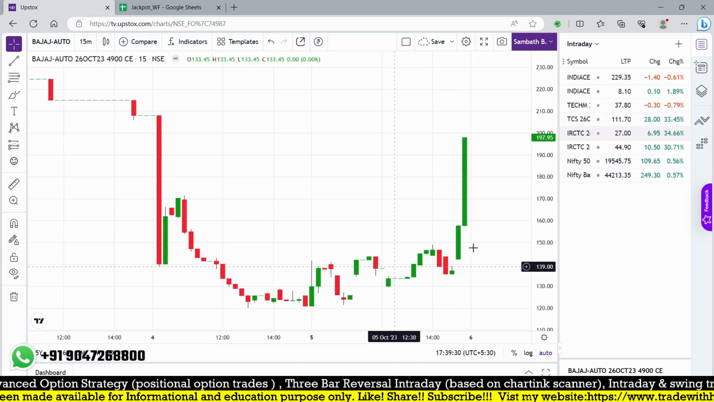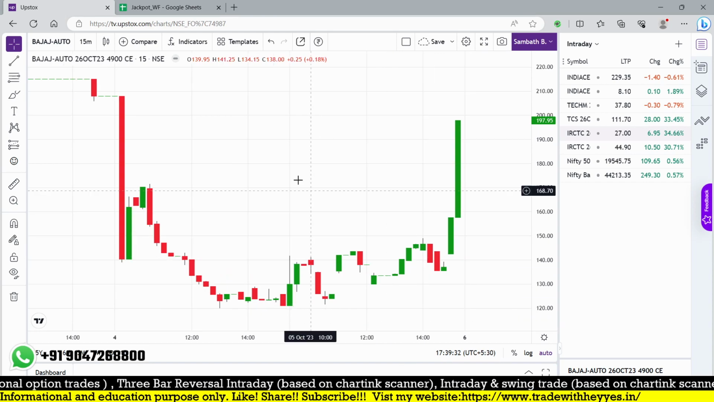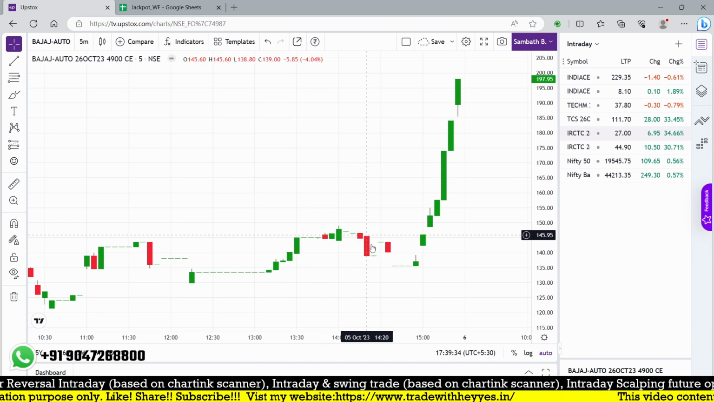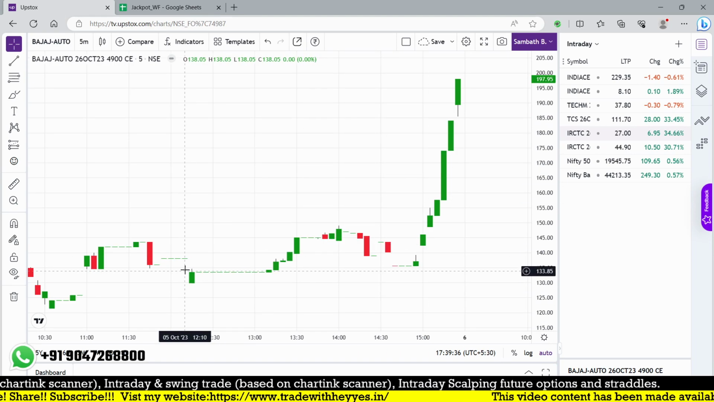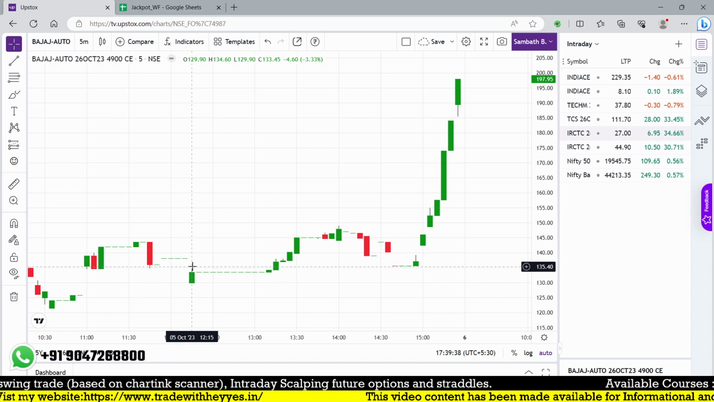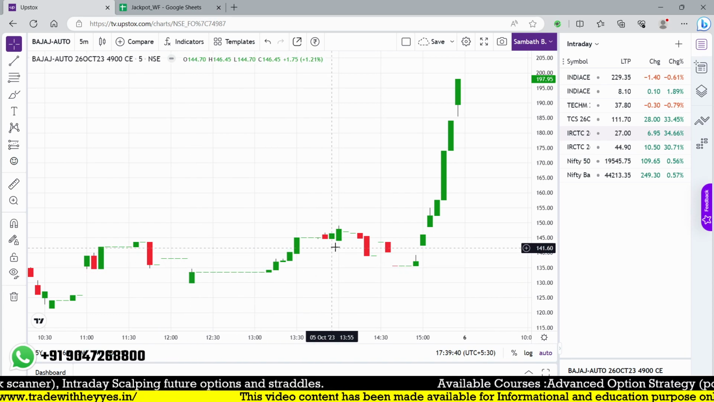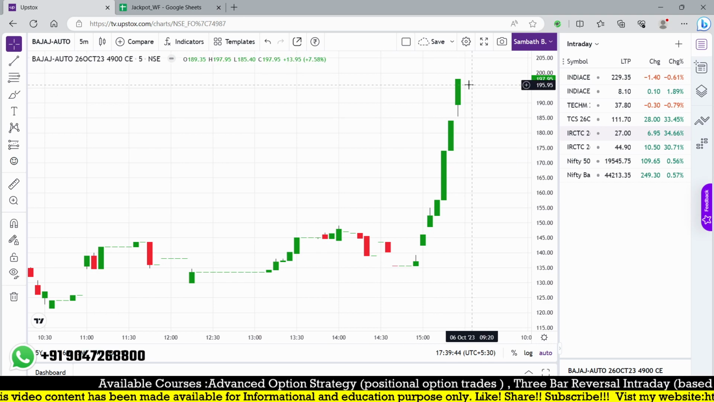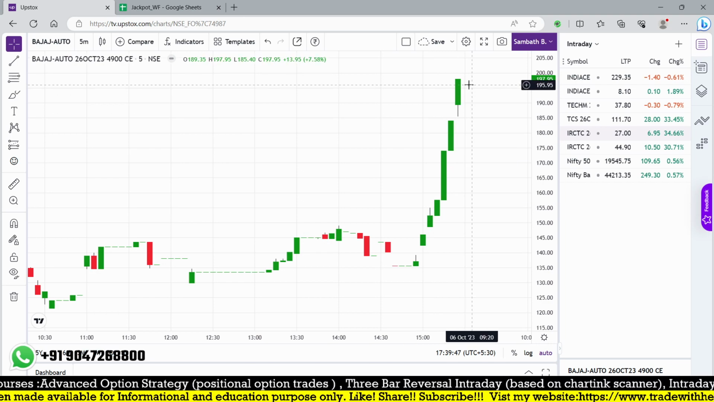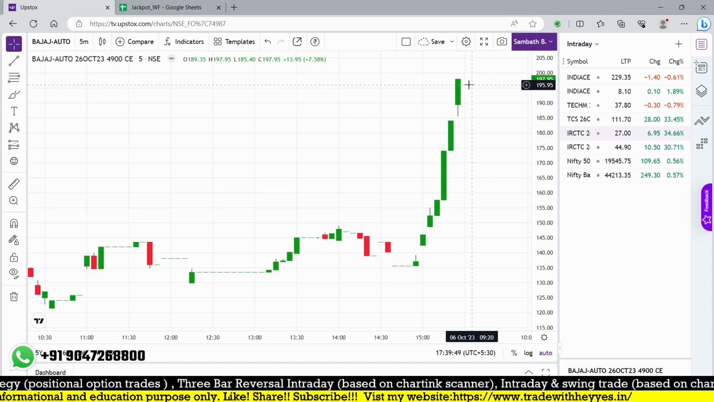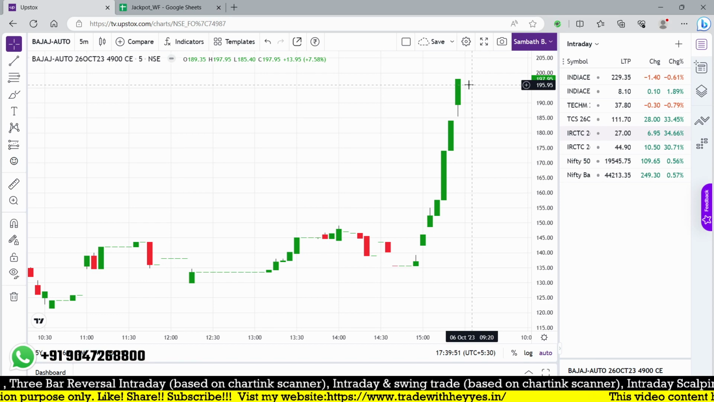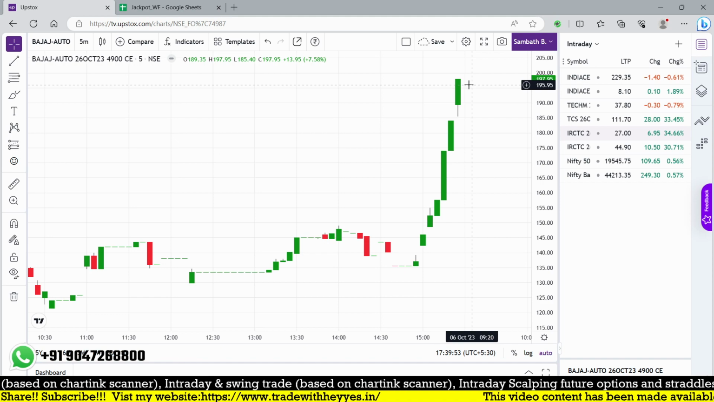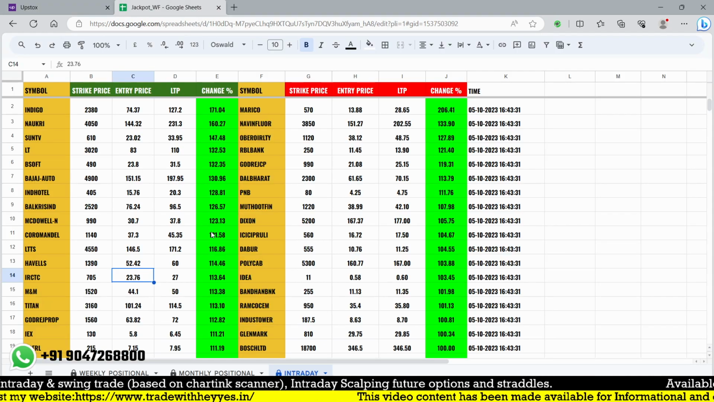4,900. You can see from the beginning it started here, did not move, and maybe near the closing hour it immediately moves. But you can avoid closing hours for intraday trades, because the option premium may not move well at closing hours. So simply ignore that closing hour trade.